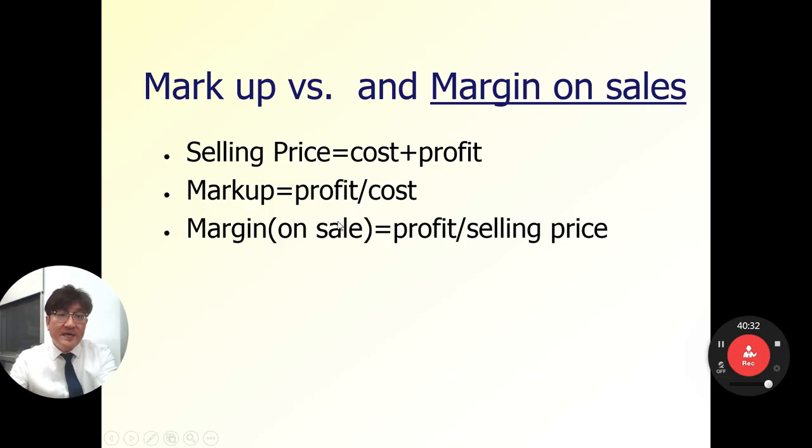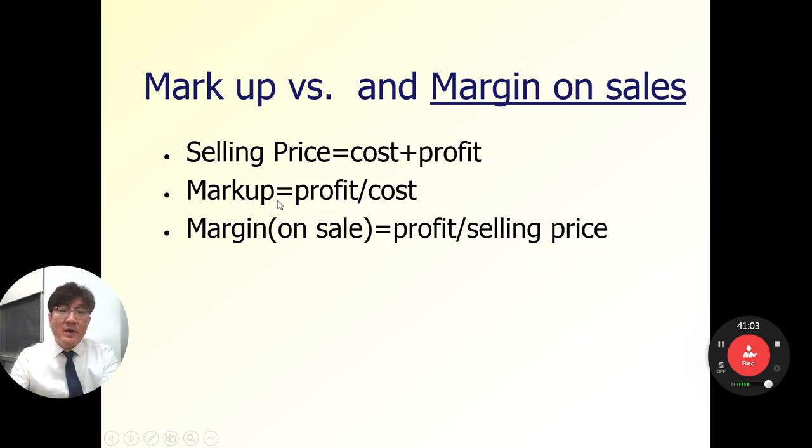Suppose the selling price is composed of cost plus profit. The markup is profit divided by cost. The margin on sales, or even without the "on sales," when we say margin, it is profit divided by the selling price.